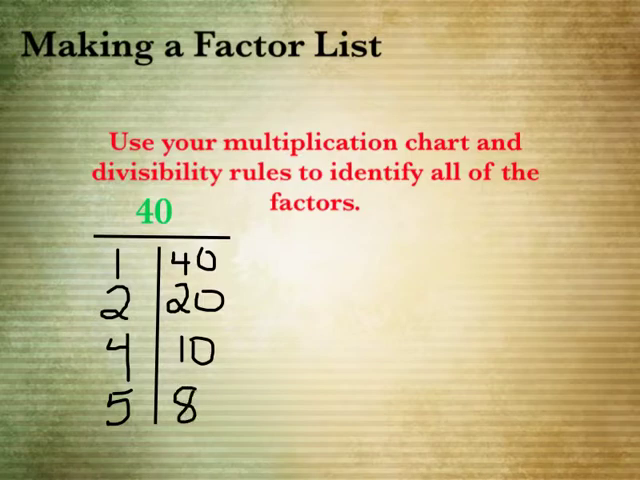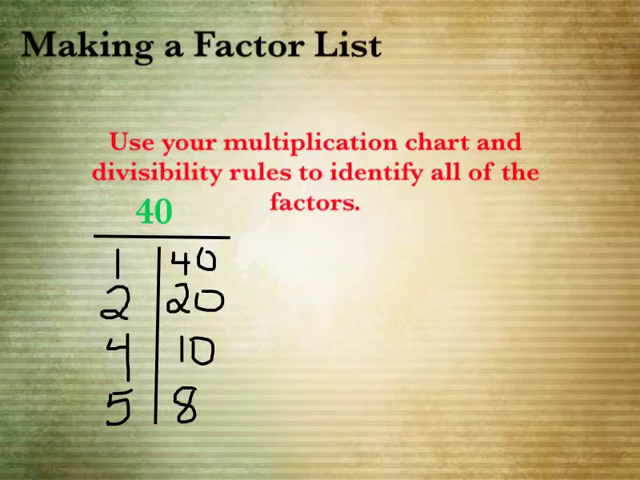Next number I check is 6. Divisibility rules say if it's divisible by 2 and 3, it's divisible by 6. I have a 2, but I don't have a 3, so it's not divisible by 6. Then I think of the number 7, and I could actually try dividing this one out or checking my multiplication chart. 40 is not divisible by 7, so I don't put that one.